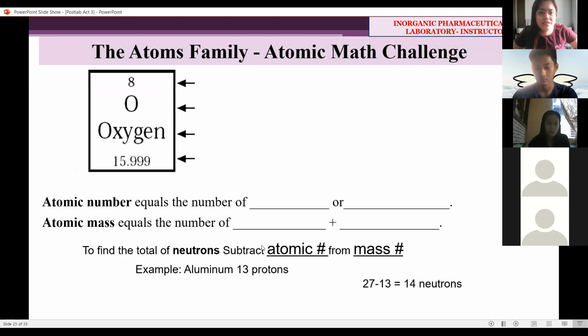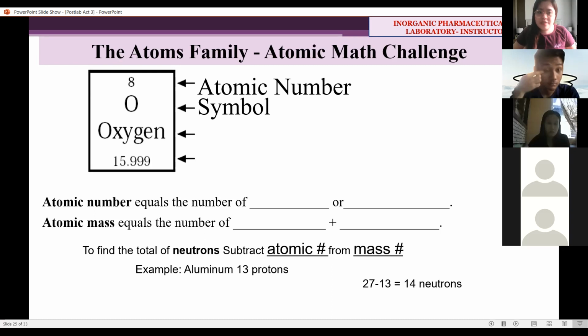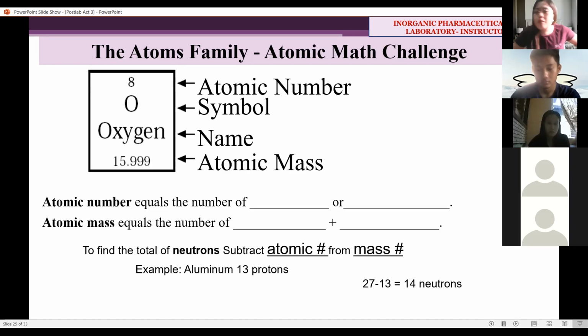So this is just an example. Actually, your reporter presented it. So 8 is the atomic number. Of course, O is the symbol. Oxygen is the name of the element. And 15.999 is the atomic mass. By the way, for us to be uniform, let's round off the atomic mass to the nearest whole number. Again, the nearest whole number is our rounding off.